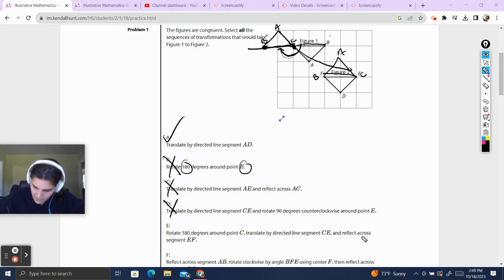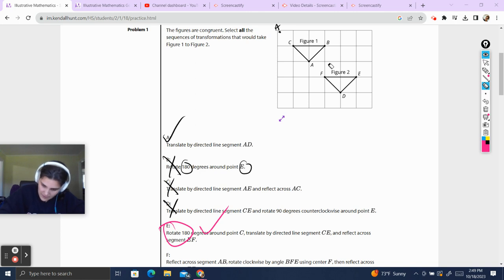And then we're going to reflect across segment EF, which is right here, which stacks them up. This one is good. And then last one, reflect across segment AB. So we're going to first reflect across AB, which is going to bring us somewhere looking like this. A and B are staying. C is going to go over there.